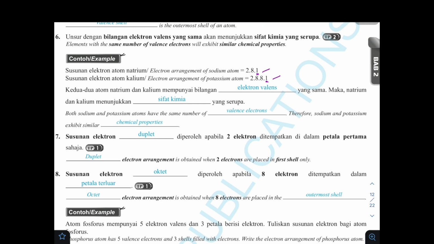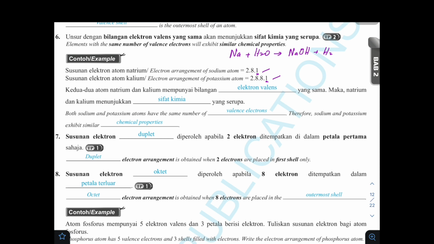So I give you an example. In this case, what is chemical properties? Chemical properties ini adalah sifat kimia, ya. Let's say I give you an example. Sodium atom, Na, will react with water to produce sodium hydroxide and hydrogen gas. Right?